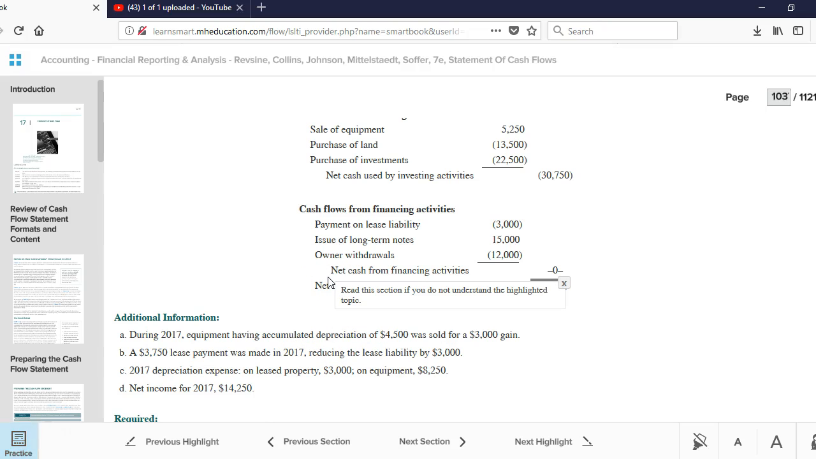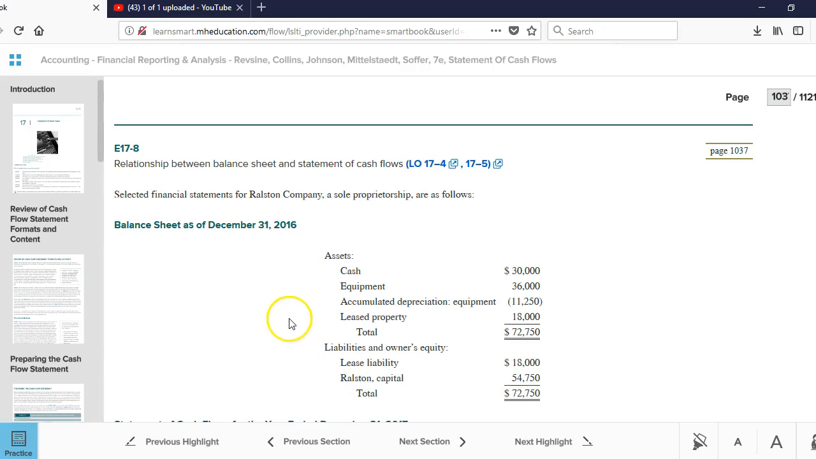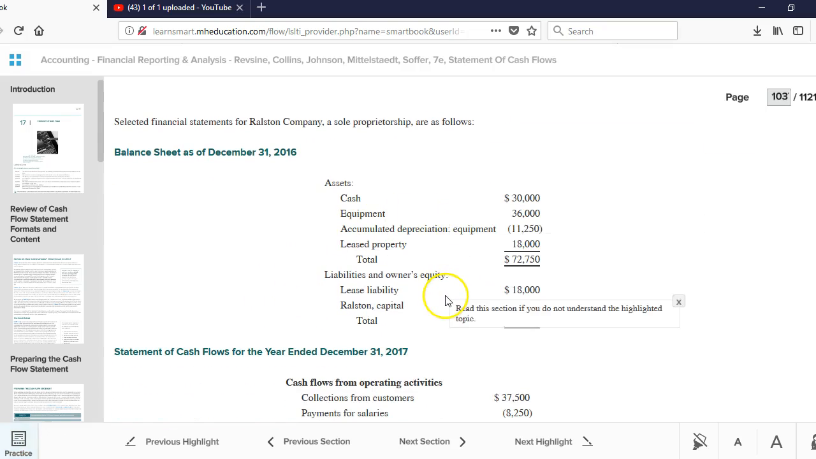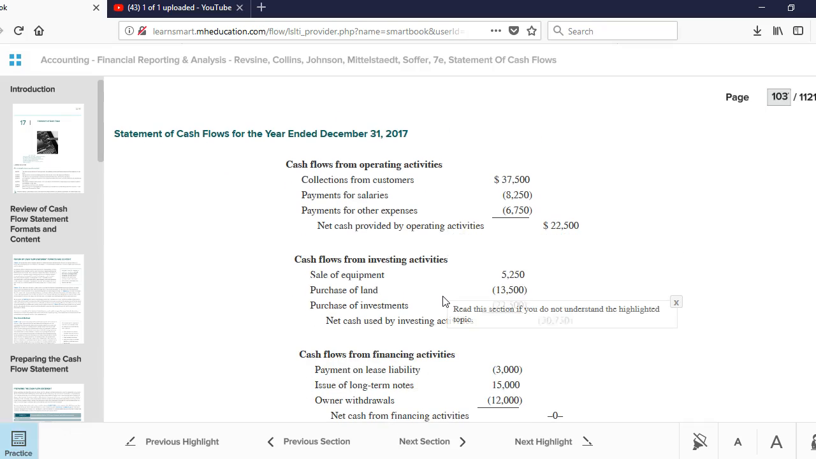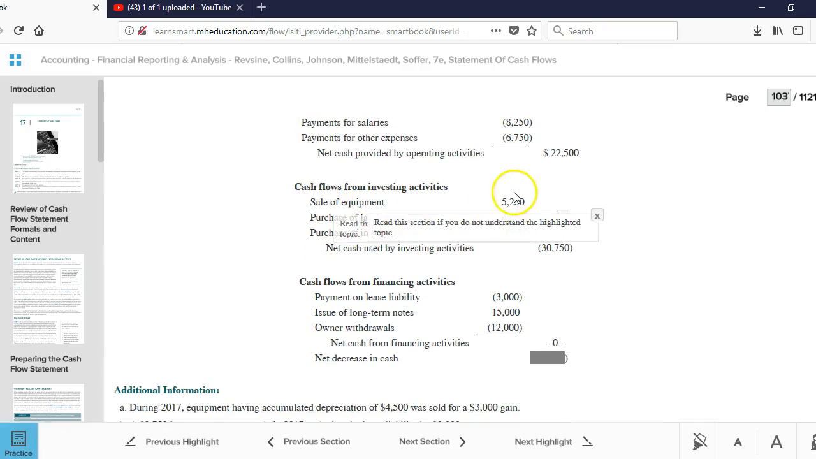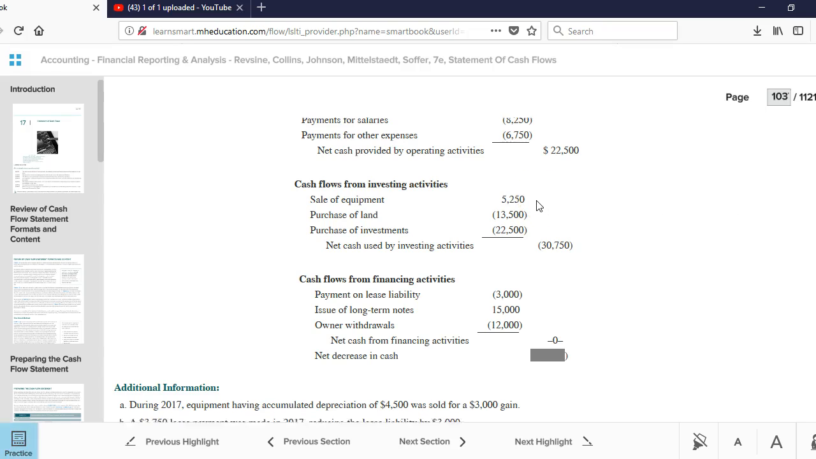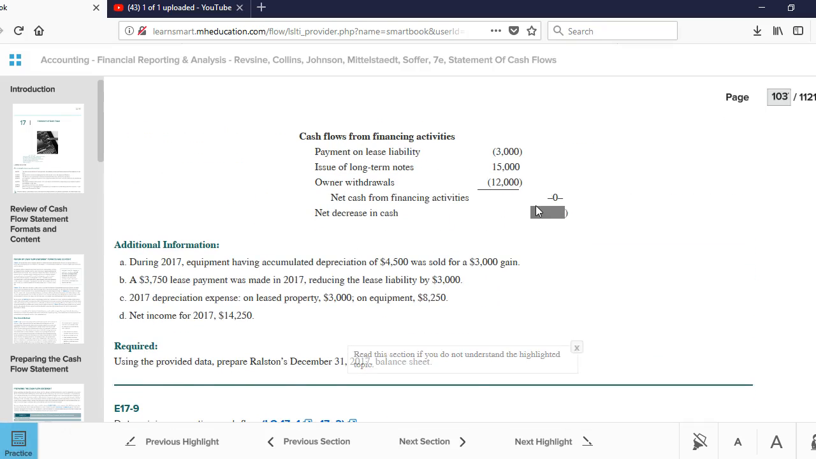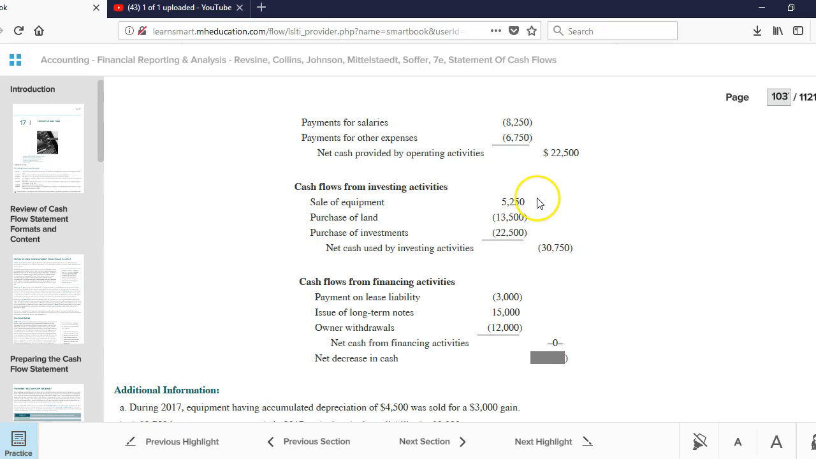One of the biggest issues to think through here is the sale of the equipment. Let's take a look at that. Making a journal entry will help us a lot with that. As we look at everything here, we have to look at the balance sheet given to us, take a look at the cash flow statement here, and right here I notice that there's sale of equipment of $5,250. And that's important. Also, with that selling of the equipment, there was some depreciation, there's a gain, all that stuff. But $5,250 is the sale of equipment.